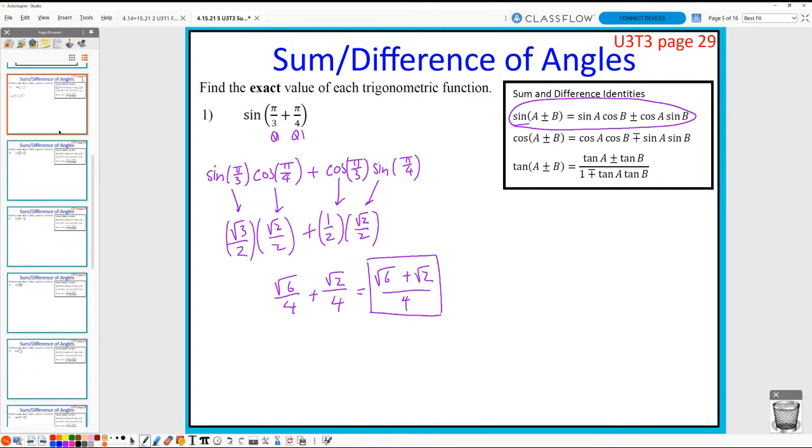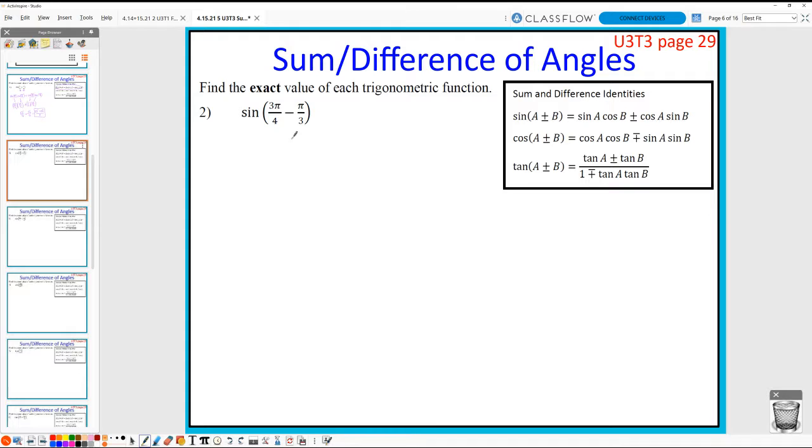At any point, if you need to pause, please pause. I'm just going to keep on rolling here. Sine of 3 pi over 4, this is in quadrant 2. Pi over 3 is in quadrant 1. Just as a mental note for me, as I'm going to be using my sum of angles identity here.